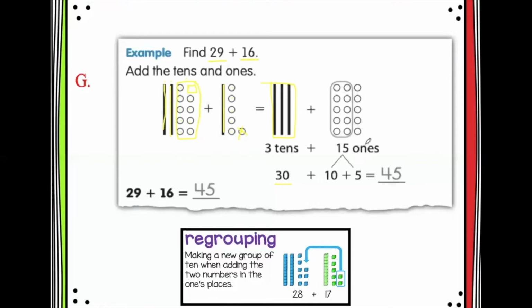So here's 15 ones. Now, a teen number is a group of 10 plus some ones. So to help us with the adding, they've broken this up into 10 and 5. 30 plus 10 is 40. 40 plus 5 is 45. So that is using the regrouping strategy to add 29 plus 16, which equals 45.